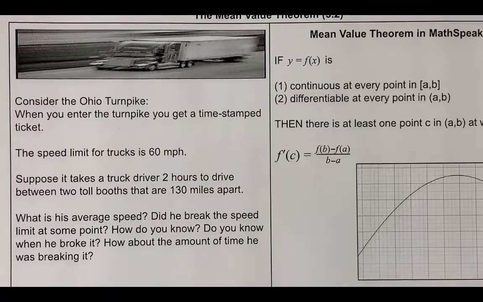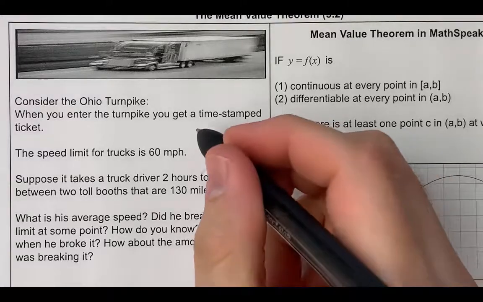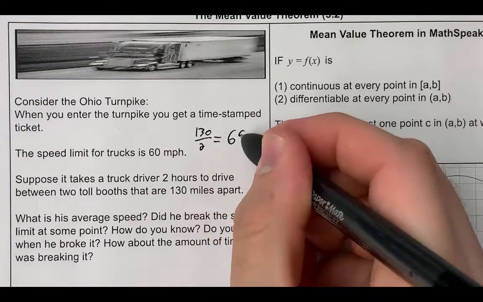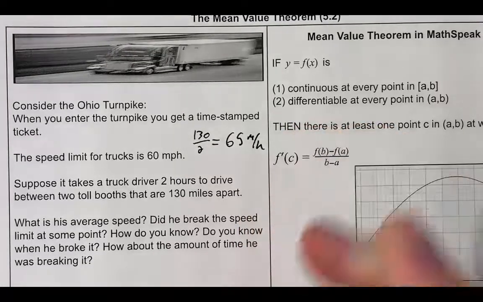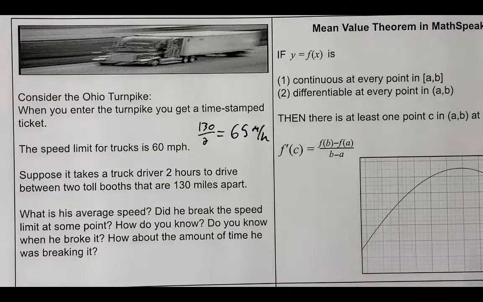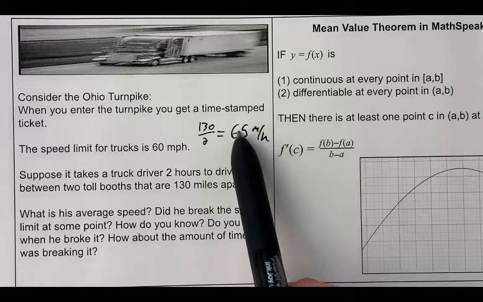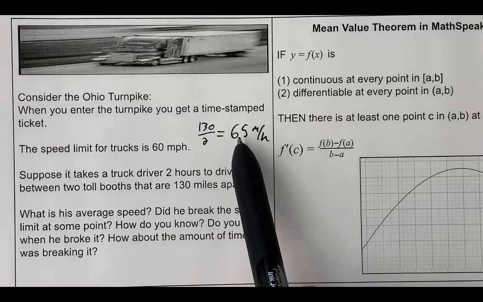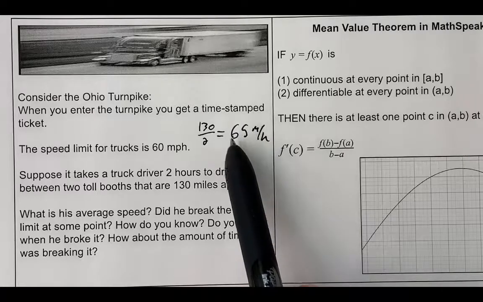All right, so hopefully you concluded that actually he definitely broke the speed limit at some point, because 130 divided by 2 gives you an average speed of 65 miles per hour. That's the truck driver's average speed. We don't know for how long he was breaking the speed limit. We don't know for how long he was going 65.